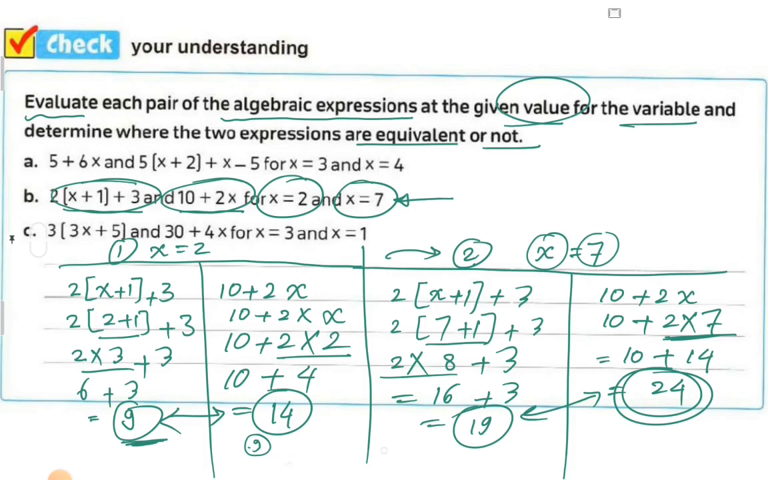Okay, you may try point A, just two expressions, and substitute x equal 3 and x equal 4. You may find when you substitute x equal 3 that it's the same result. If you find this trial equals this trial, then the two expressions are equivalent. But if you find the results here are different, then they are not equivalent to each other.